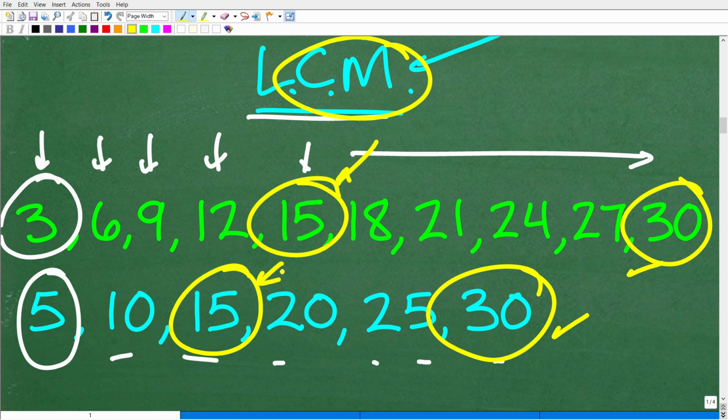Okay, so this is what we're trying to do. We're trying to identify the lowest common multiple between the numbers in the denominator. Okay, that is the LCD.